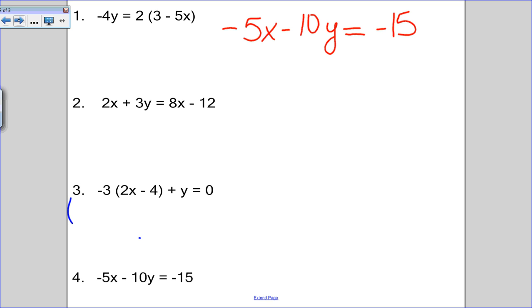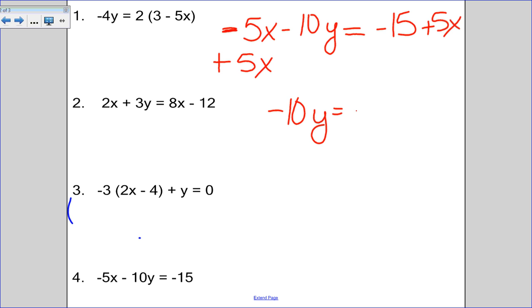It looks like we need to move our 5x up here. So if we have negative 5x, what can we do to get that to the other side of the equation? We need to add 5x to both sides, right? Okay, so now we have negative 10y equals negative 15 plus 5x, right? Now, our very last stage, we need to divide the coefficient of y so we can get just one y instead of negative 10 y's, right? So we divide both sides by negative 10.